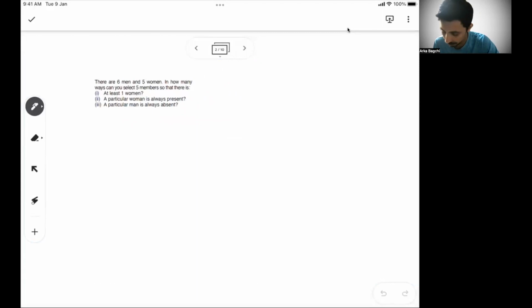So let's see the first problem. It says there are 6 men and 5 women. How many ways can you select 5 members so that there is at least 1 woman? So basically now I have a total of 11 members. Out of those 11 members, in how many ways can I select 5 members where there is at least 1 woman?